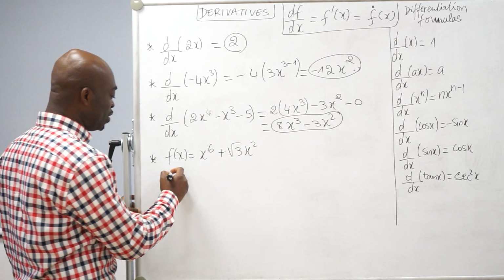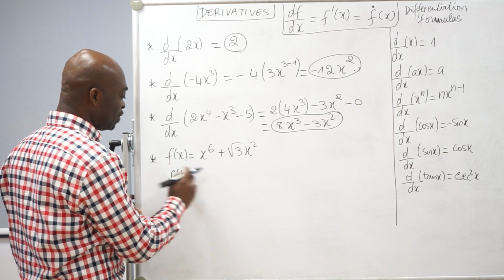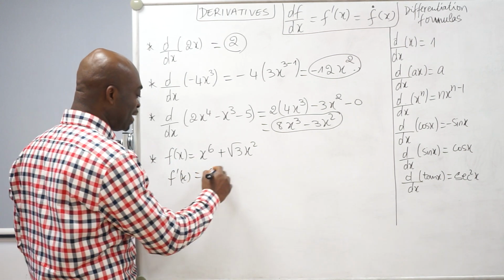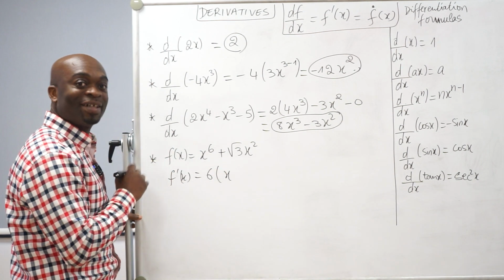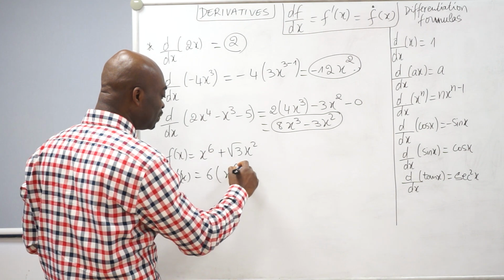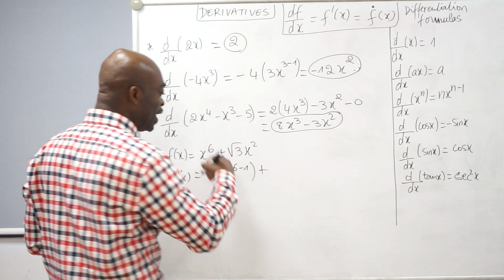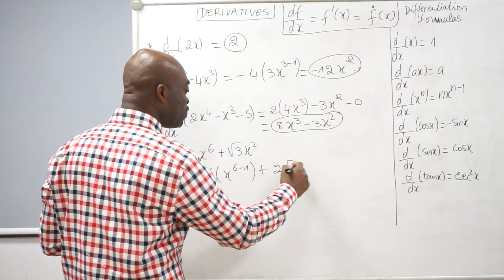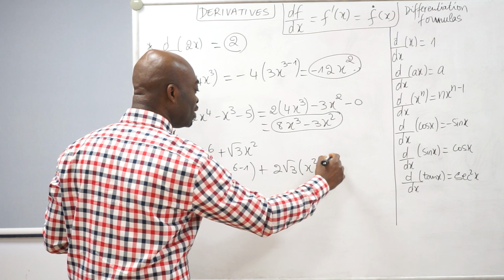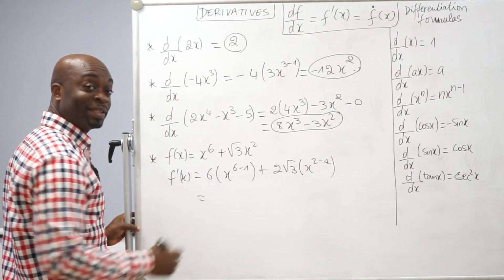So let's go at it. So we're going to say we want to find f prime of x, okay? f prime of x, and what would that give us? So that'd be 6 times x to the power 6 minus 1, okay? So it's going to be 6 minus 1, and then plus, we have here 2 times square root of 3, parentheses, x to the 2 minus 1. All right? So I have spaces so we can expand this one.